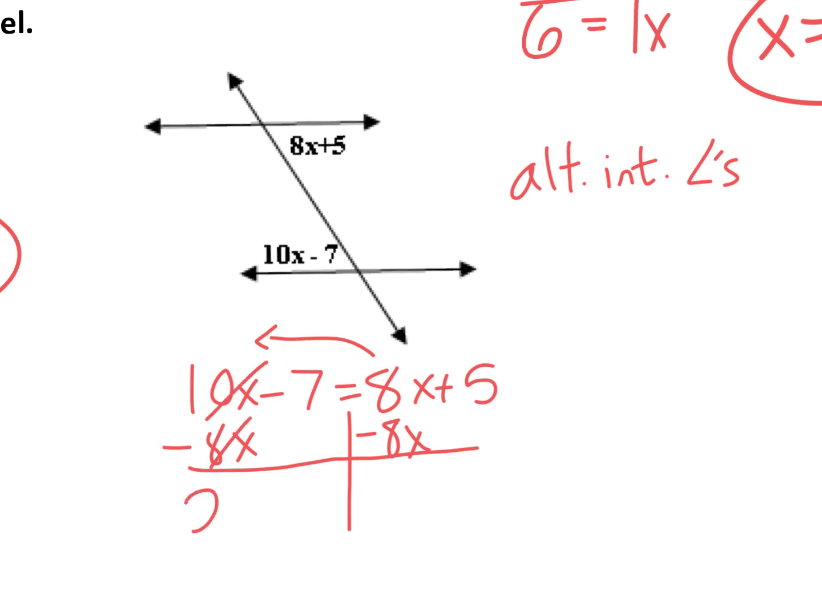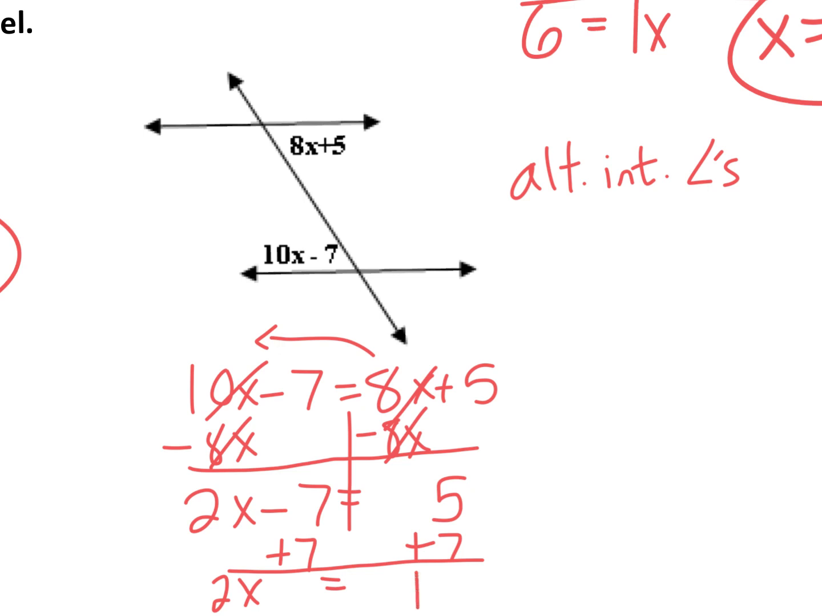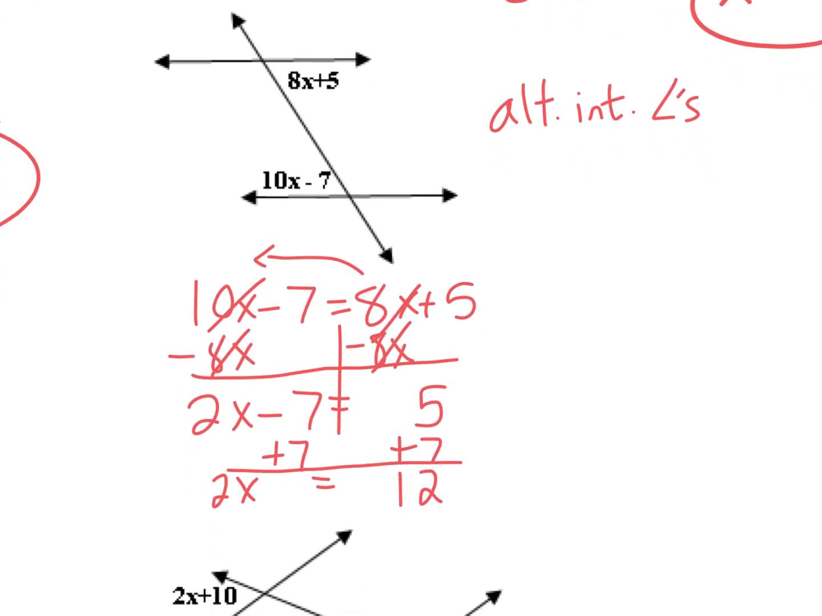10x minus 8x is 2x. Subtract 7 is equal to, well, the 8x's are gone, so that's just 5. Then I believe we could add 7. And if we add 7, we'll have 2x is equal to 12. A little more space here. We can finish this. Divide by 2. And x will equal 6.